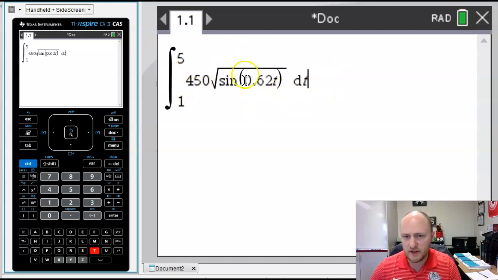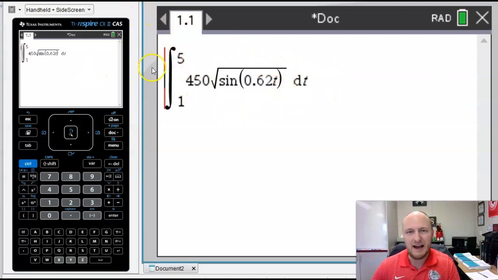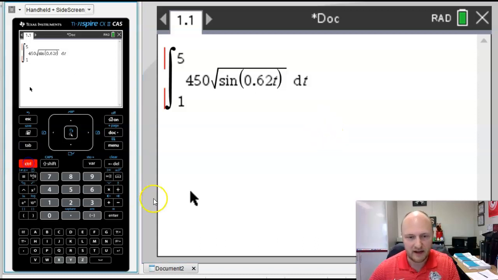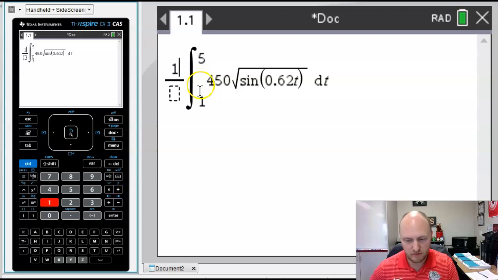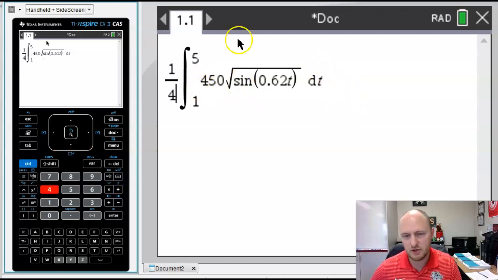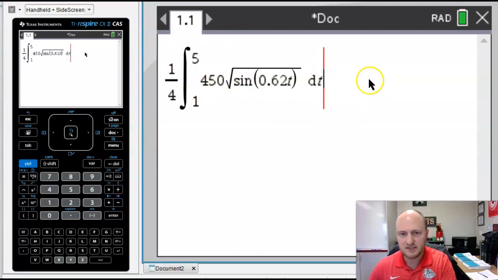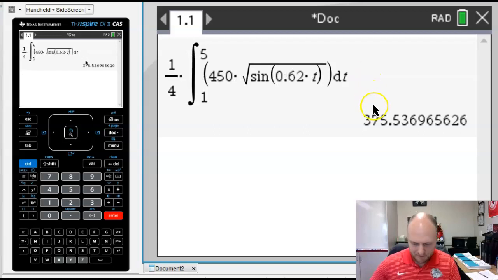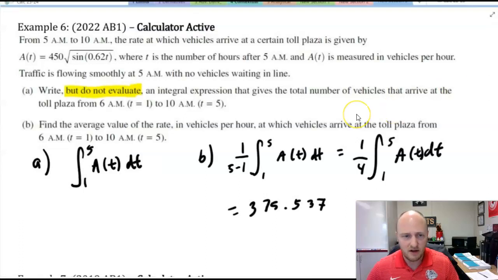So note that this is the integral. I have the average value, so I have to have a 1/4 here. I'm just going to go back and add the 1/4. I want 1/4 of this. You could take all this and divide by 4, it's going to give us the same thing. And so we get a value that is 375.537. Okay. All right, moving on.